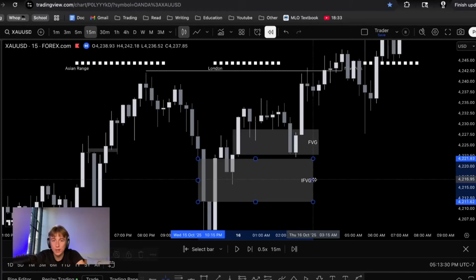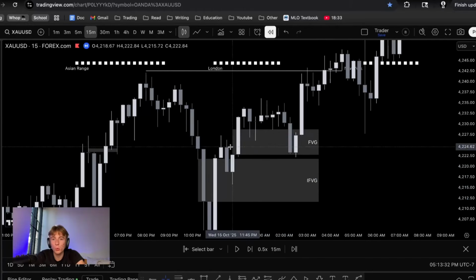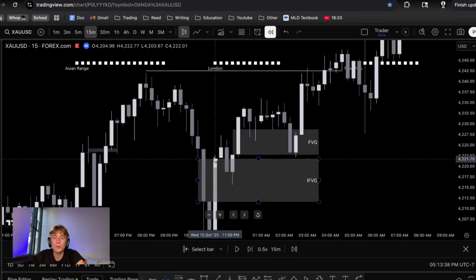Do you guys know why this is an IFVG? Because this one is a bullish one, so it has to go higher. This one's an IFVG because it inversed. It was a bearish one, but we closed above it. So that's the difference between an IFVG and an FVG.